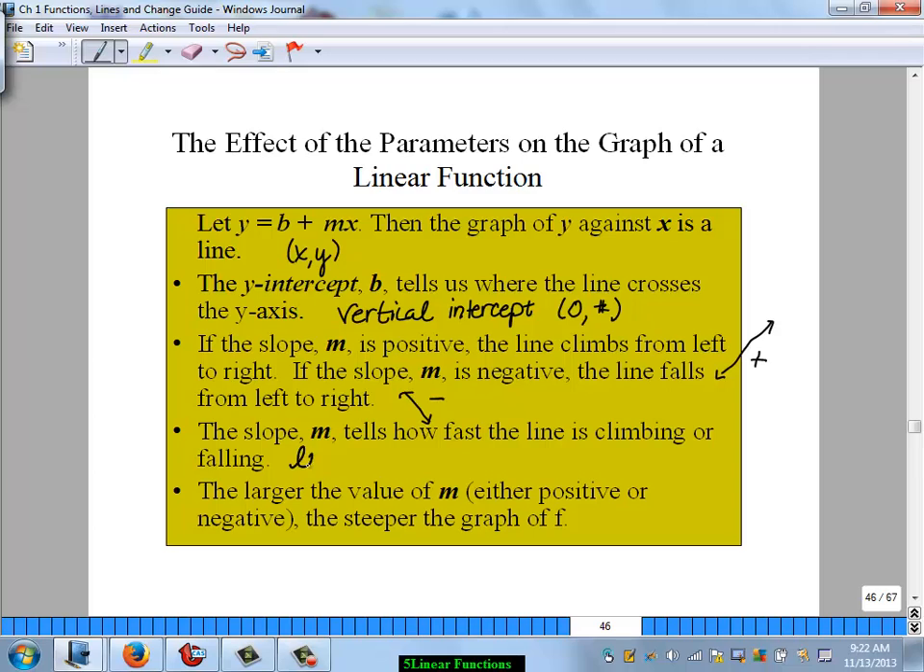So the larger the number, the steeper the slope. And the larger the value of m, either positive or negative, the steeper the graph. Okay?